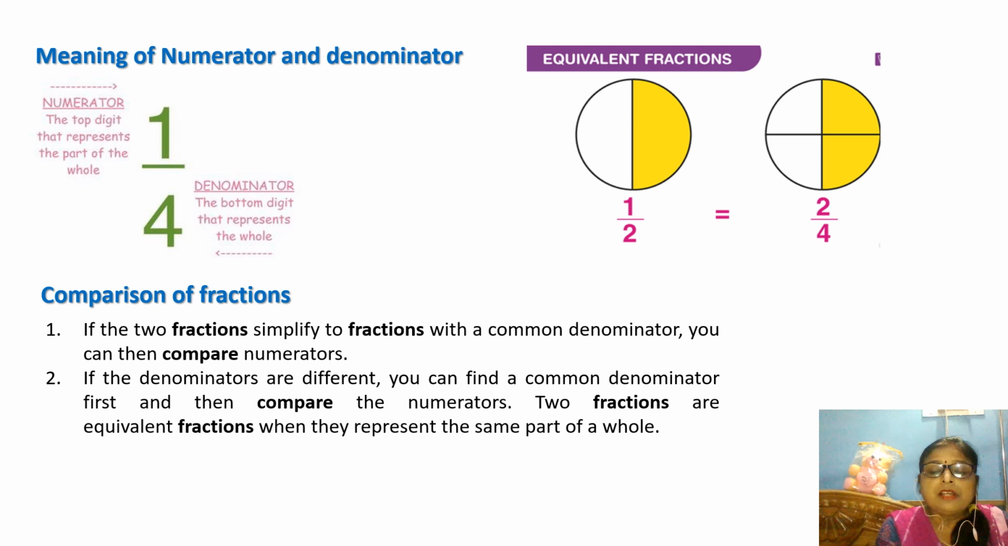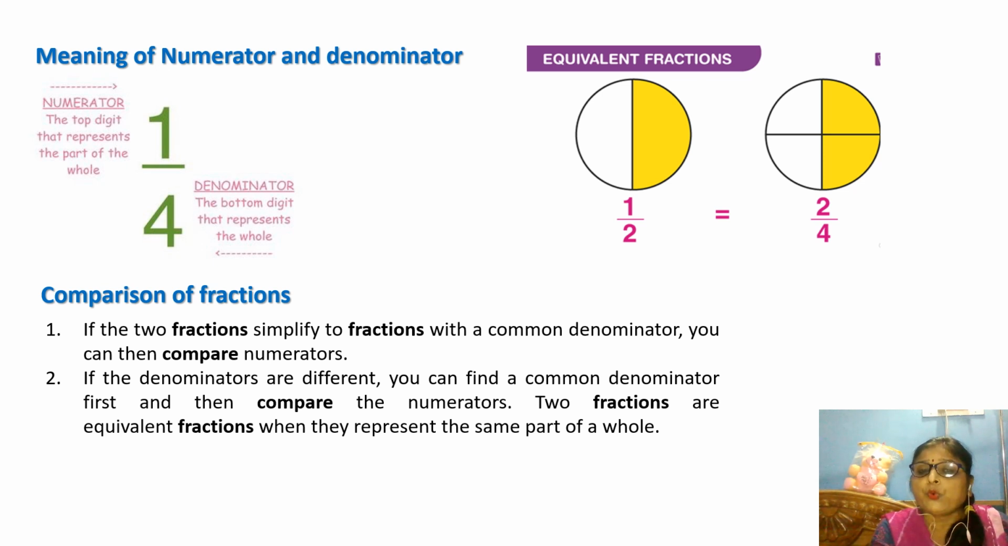Your next topic is equivalent fraction. In this fraction, you are seeing 1 by 2 and 2 by 4. How will you get the equivalent fraction, or how will you change the fractions into equivalent fractions? But there is a method. If you multiply the numerator and denominator with the same number, then you will get the equivalent fraction. Here you can understand it with the help of example also.